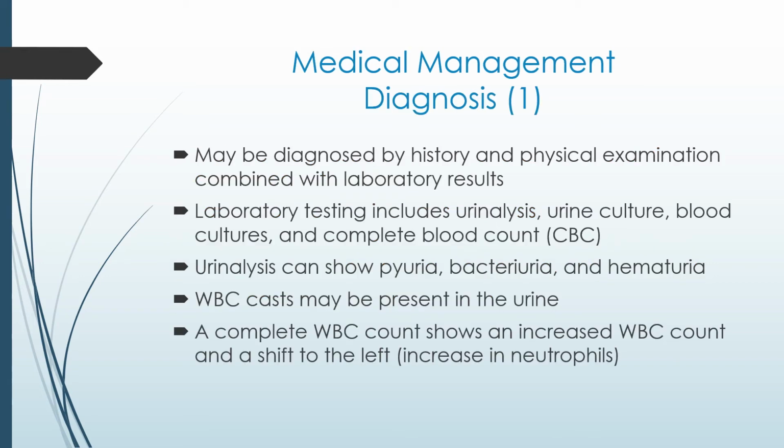Diagnosis. This may be diagnosed by history and physical examination combined with lab results. So what are we going to do? We're going to do that UA. We're going to do that C&S. Laboratory testing will include urinalysis, urine culture, blood cultures, and then a complete blood count, which is the CBC. Urinalysis will show pyuria, bacteria, and then hematuria. The WBC cast may be present in the urine.